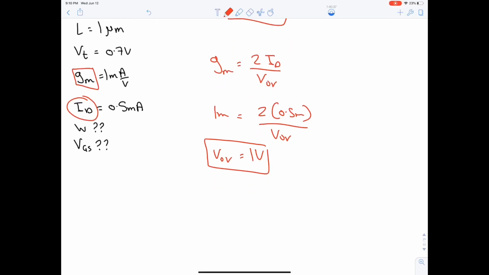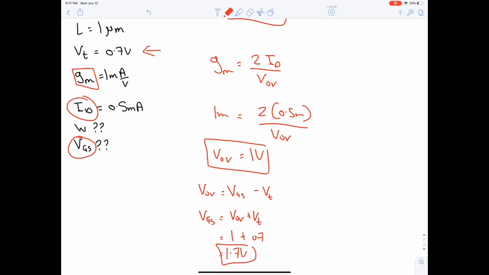Opening VOV will result in, or before we open it, maybe we don't need to open it, we need to find VGS, which is equal to VGS minus VT. So VGS is equal to VOV plus VT. So it will be 1 plus 0.7, 1.7 volt. Okay. Now, we found VGS. We need now to find W.